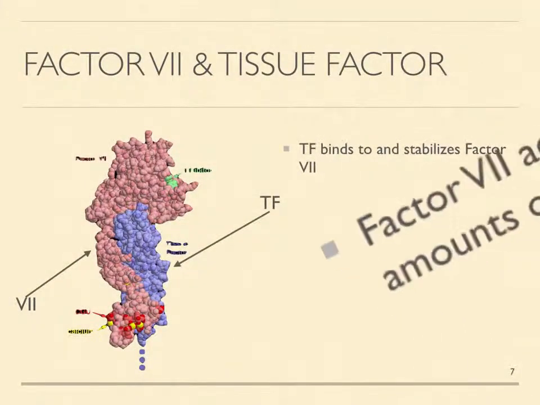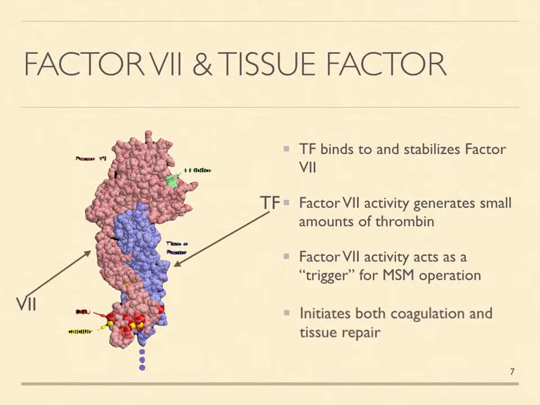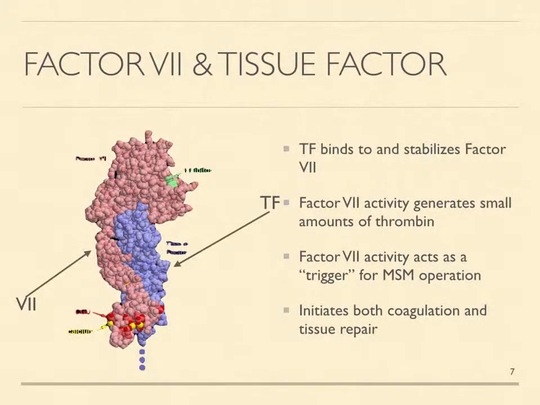This picture portrays tissue factor binding to factor 7. This stabilizes factor 7 and enables it to generate small amounts of thrombin that energize the activities of factors 8, 9, and 10. Factor 7 thus functions as a trigger for this enzymatic interaction.